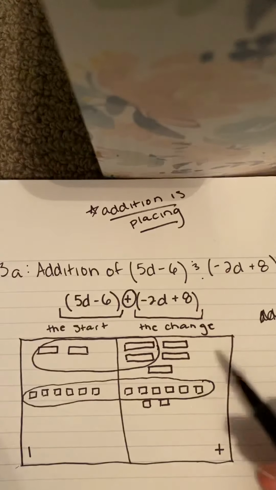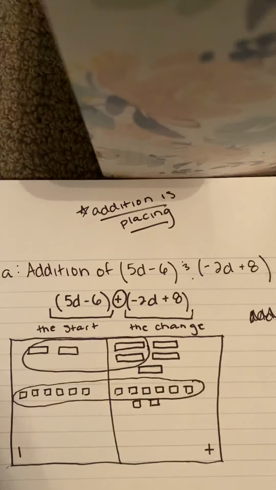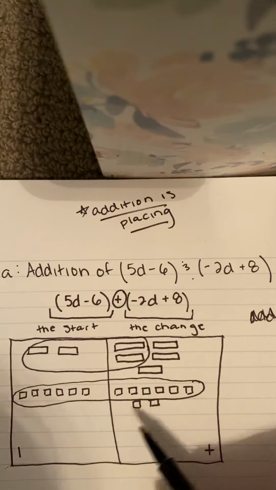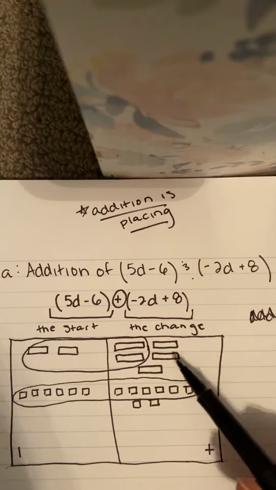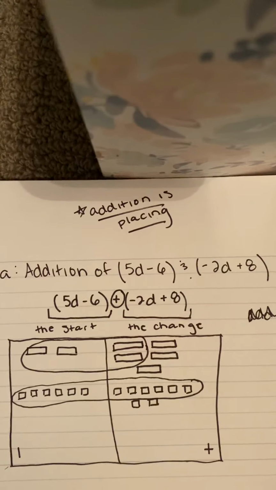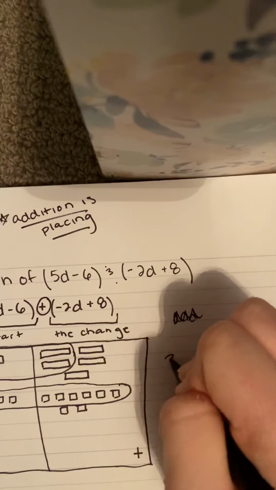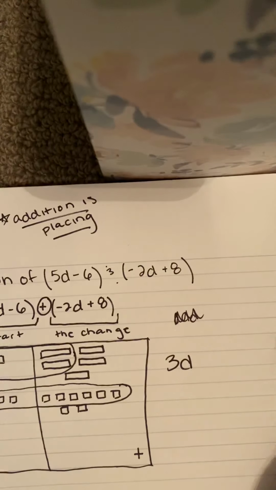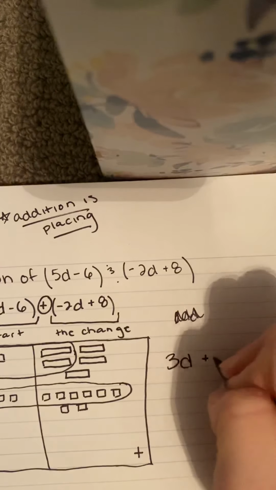So then what we're left with after starting with the start and then adding the change is what's left on the mat. So this is gone because it's a 0 pair, and this is gone because it's a 0 pair as well. What we're left with right here is positive 1, 2, 3 d, because the rods represented d. So we can write positive 3d, and then plus, because we're doing addition, it's 2 positive blocks, so plus 2.